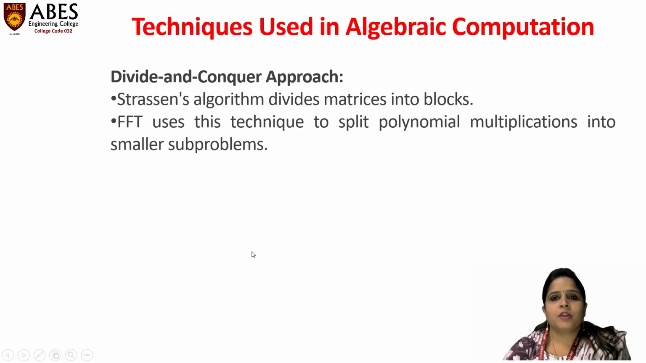Now we discuss the techniques used in algebraic computations. Basically, the technique used for algebraic computation is the divide and conquer approach. We also use the dynamic approach, or we can say the recurrence relations approach, for algebraic computation, but the mostly used approach is divide and conquer. Like for the matrix operation, Strassen's algorithm basically divides the matrix into a number of blocks. For the polynomial operation, we use fast Fourier transform. This technique splits the polynomial multiplication into smaller subproblems.